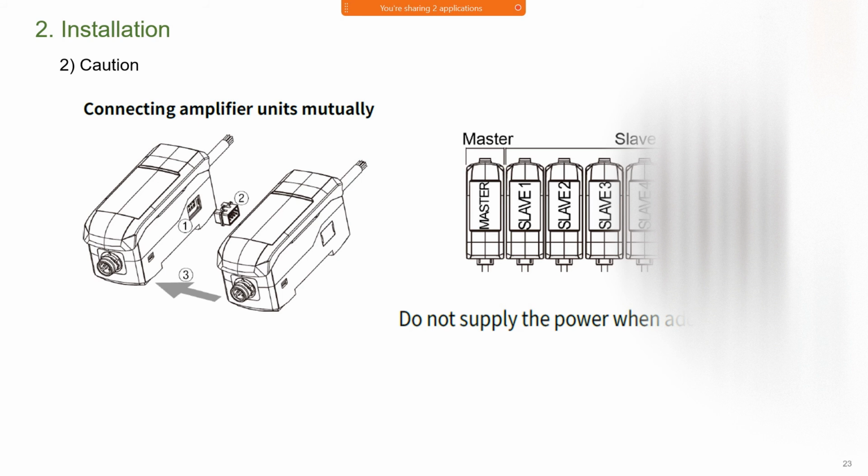For communication between connected amplifier units, you need this connector cable. The first unit will become the master, and the rest are slaves. You can connect up to 8 amplifiers, so one master and 7 slaves. As a caution, do not supply power when adding an amplifier unit. You must turn off the supply first, and then add the units.